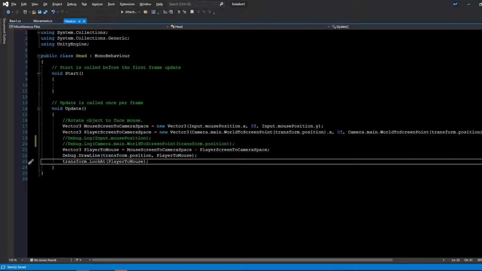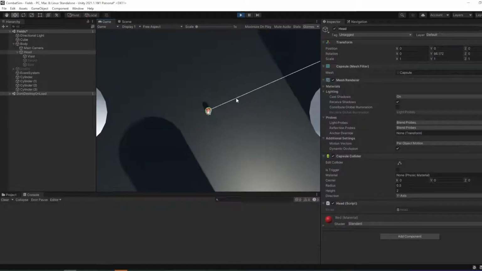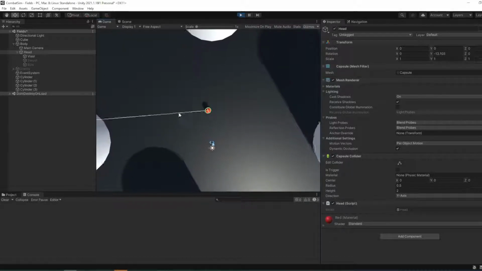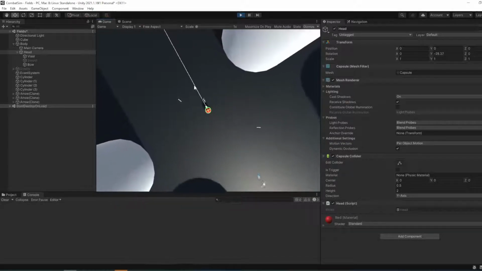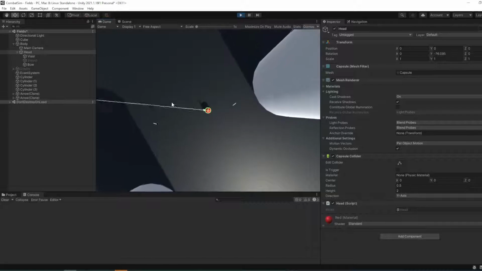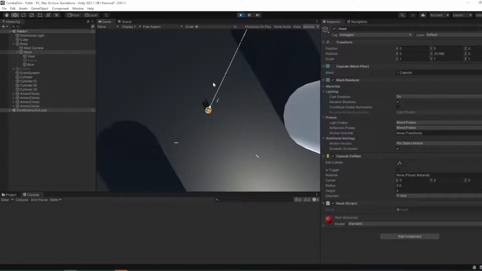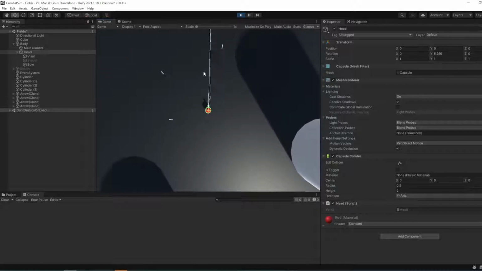I said finally before, but that was a lie. The last line, we just use the transform.LookAt command to actually look at this resultant vector. That's what leads to the rotation. And then if we just child a weapon to the head, then the weapon will also follow the mouse. So it makes for a very intuitive and easy to use point and shoot mechanic.